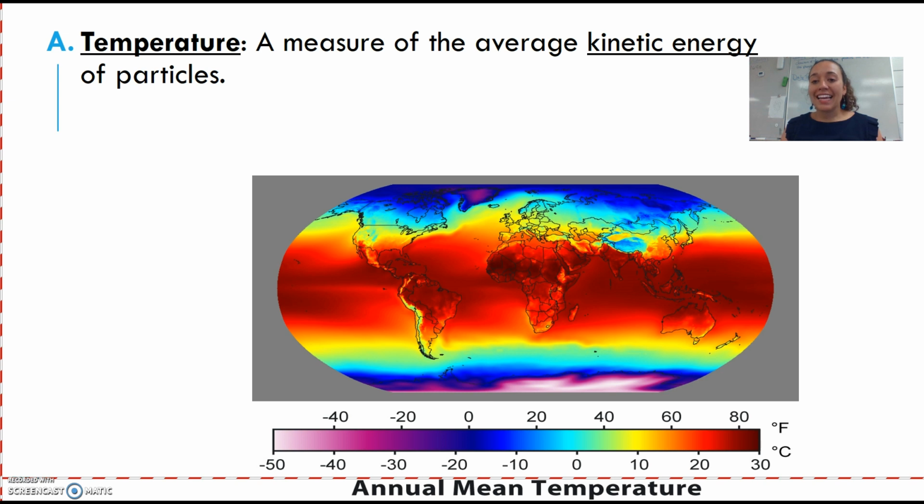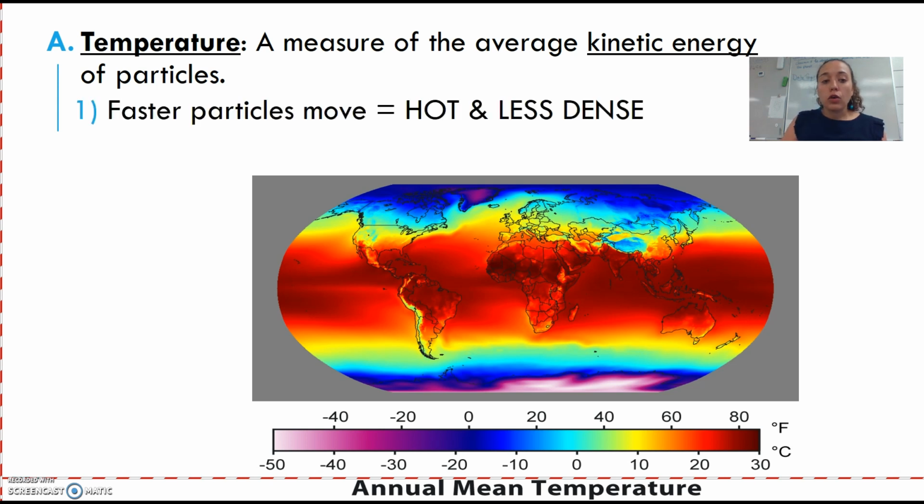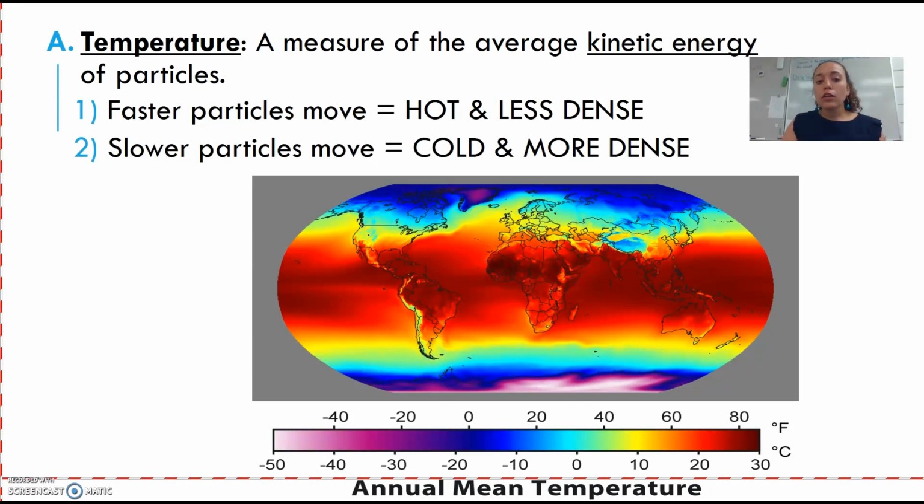So in other words, kinetic means movement. So how much movement is occurring due to temperature? Just so you know, when something is hot, it's going to be moving fast. So the faster the particle moves, the hotter it is, and the less dense it is. So warm air rises, warm water rises. So temperature hot, fast. The slower the particles move, the colder it is and the more dense.